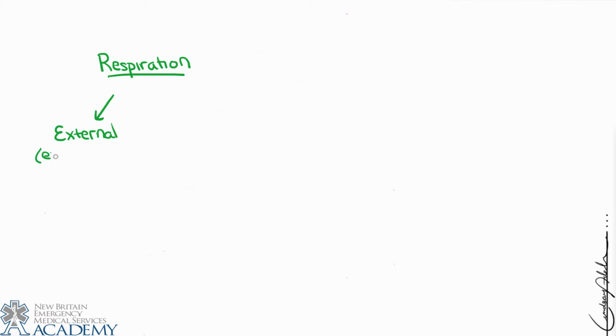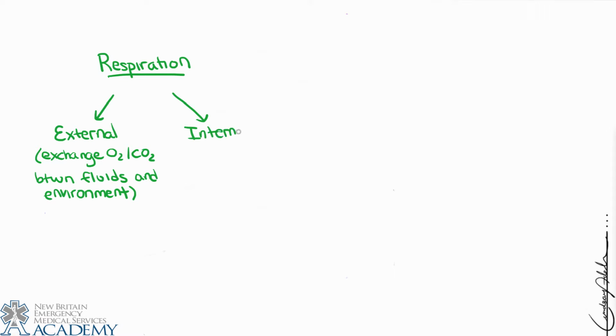Respiration can be broken down into external respiration, which basically is exchange of oxygen and carbon dioxide between fluids in the environment. So this is what's going to happen, actually in the lungs. And then internal respiration, which is basically exchange of oxygen and carbon dioxide between the fluids or the blood and the body cells, so the tissues where the oxygen is going, and the carbon dioxide is coming from those tissues as well.